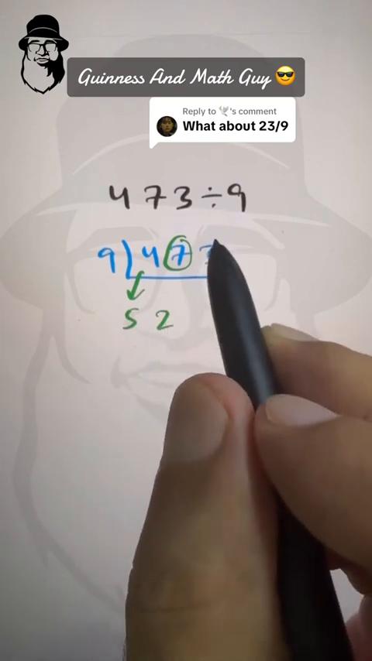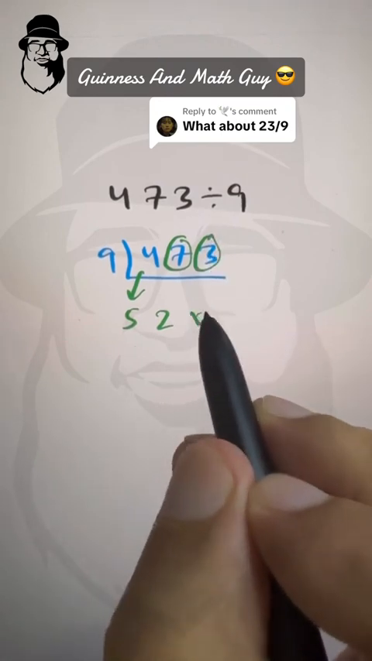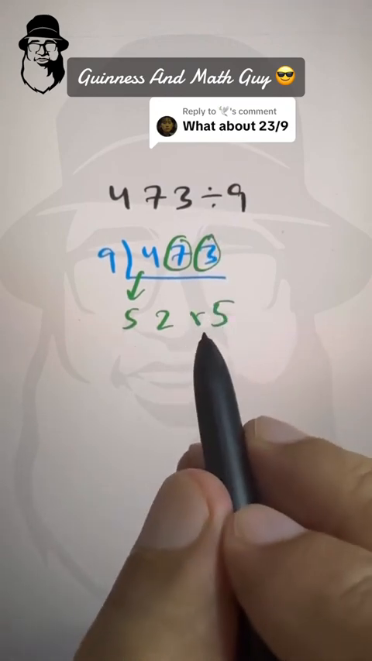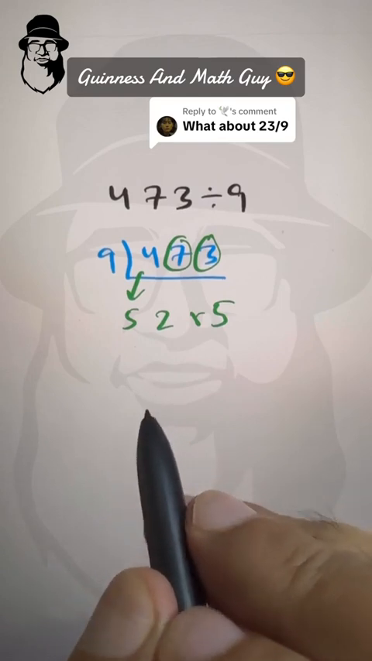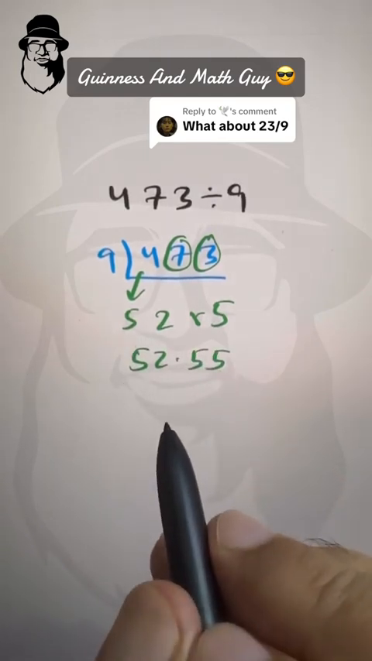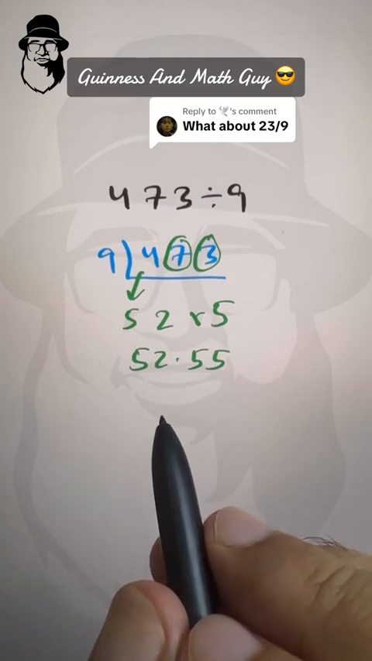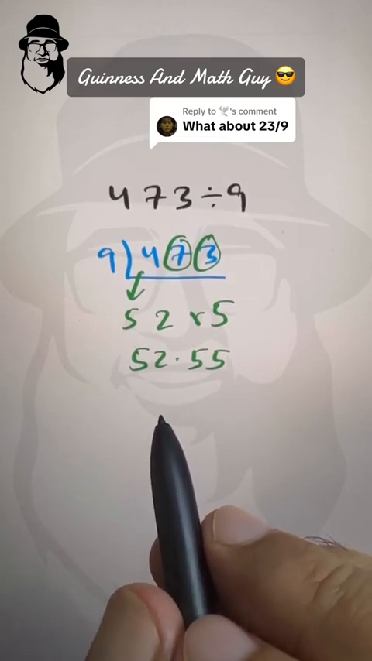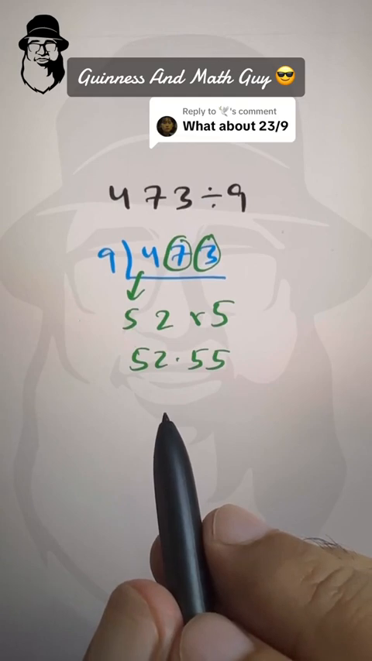Then in the last step, 2 plus 3 is 5. So we write remainder 5. This is the same answer that we got, 52.55. This is a much easier way. Let's do one more question just for the sake of a little practice, and then I'll end the video.